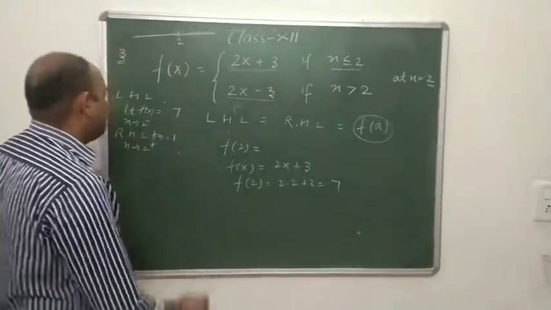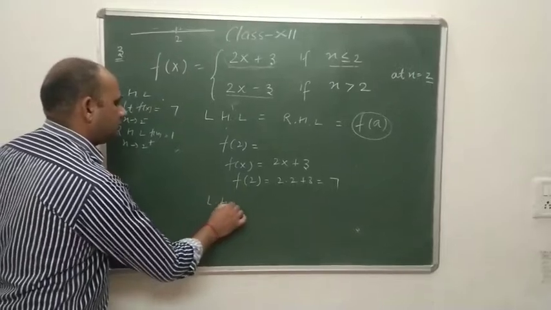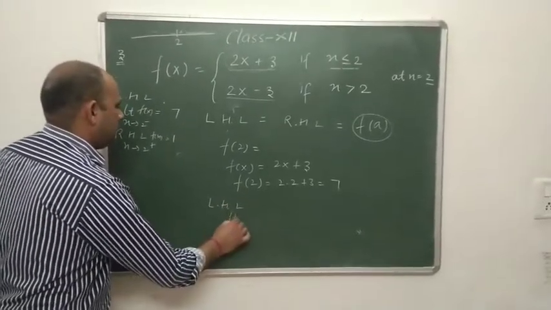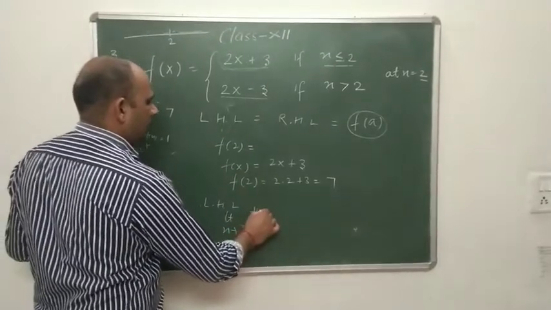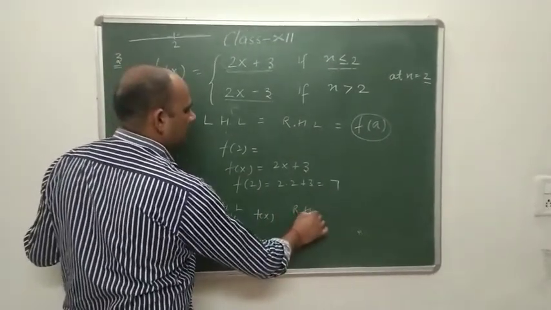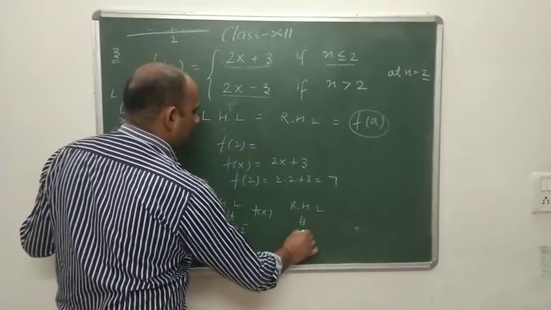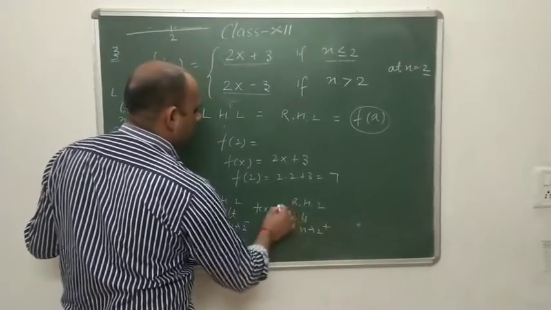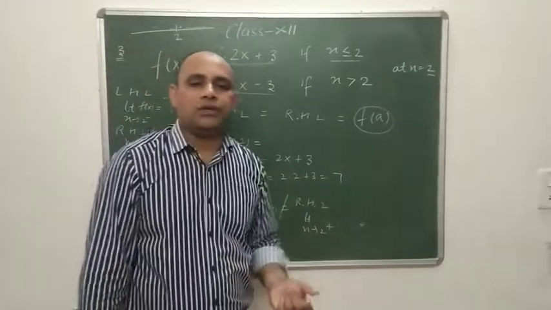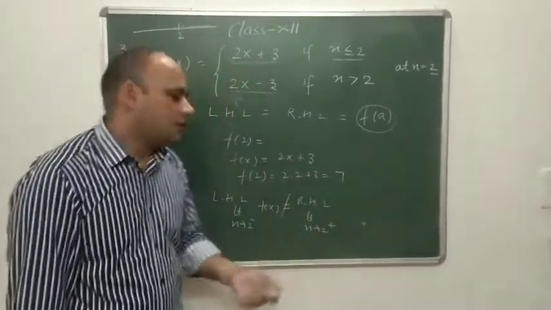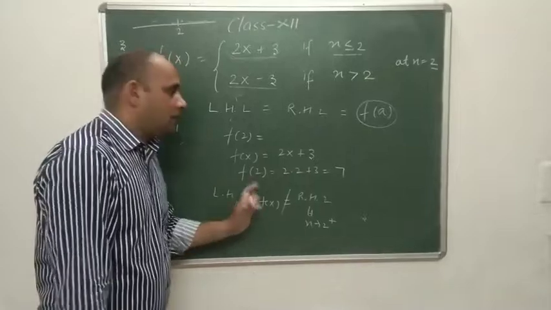Now you can see the left hand limit, limit x tends to 2 minus f(x), and the right hand limit, limit x tends to 2 plus, are not equal. It means the function is discontinuous. Is it clear?